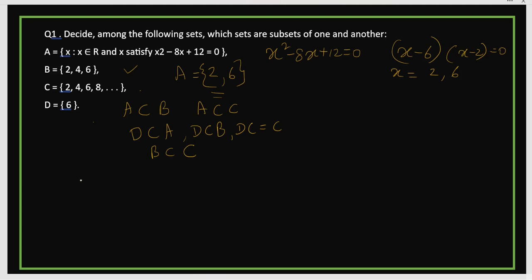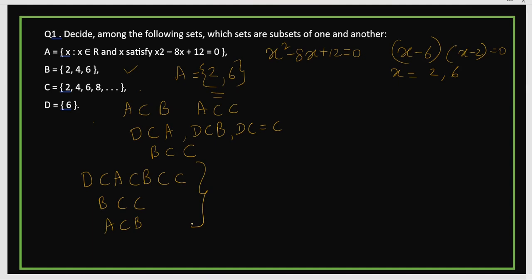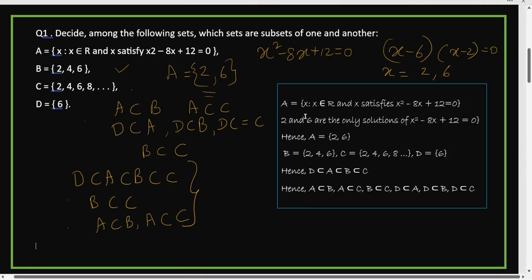So we can write D is a subset of A, D is a subset of B, D is a subset of C. And B is a subset of C, A is a subset of B, also A is a subset of C. Okay, this is pretty simple. So this is the solution.